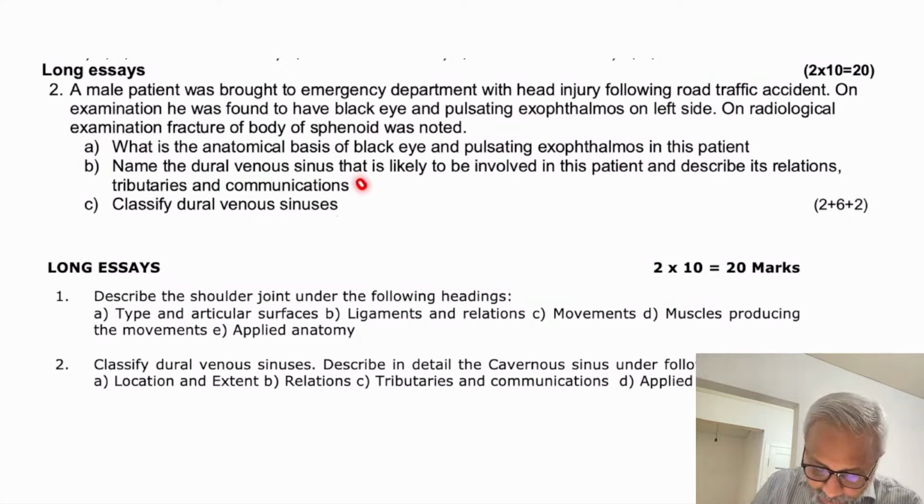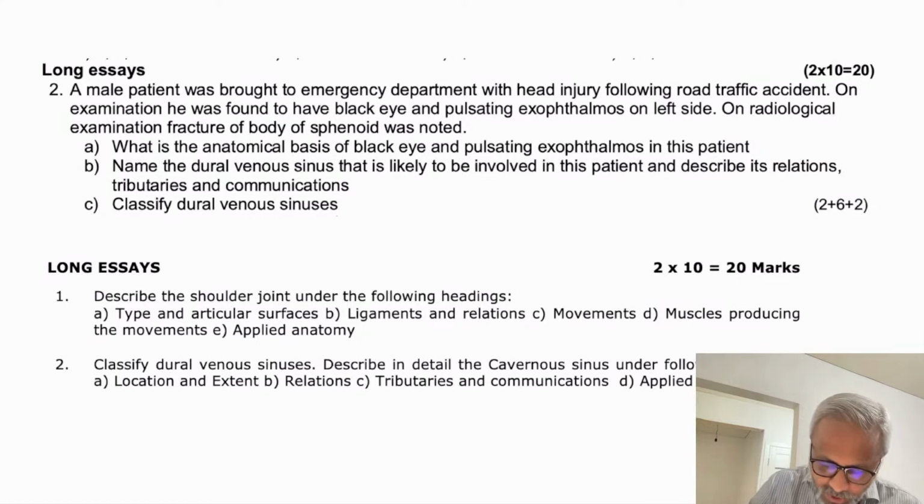The next thing is we need to name the dural venous sinus that is affected and then describe its relation, tributaries, and communication, right? 6 marks are allotted to this, and you need to spend most of the time describing the relations, tributaries, and communication of this dural venous sinus. And then the last 2 marks are allotted for classifying dural venous sinuses. Whenever there is a question on classification, use a simple flow chart.